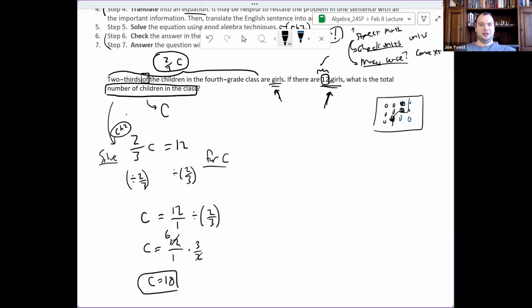Is 2/3 of 18 12? Yeah, it is, right? 1/3 of 18 is 6, so 2/3 of 18 is 12. So it does make sense for this to be the solution to this problem.